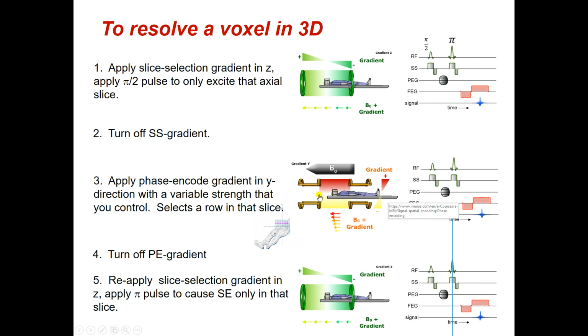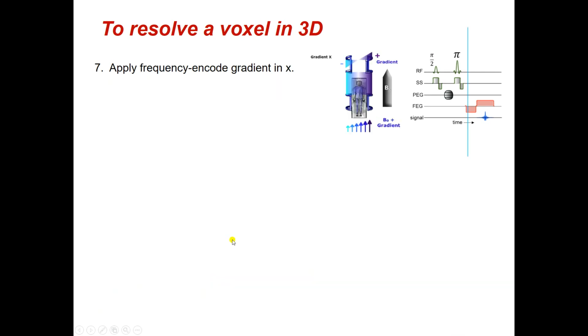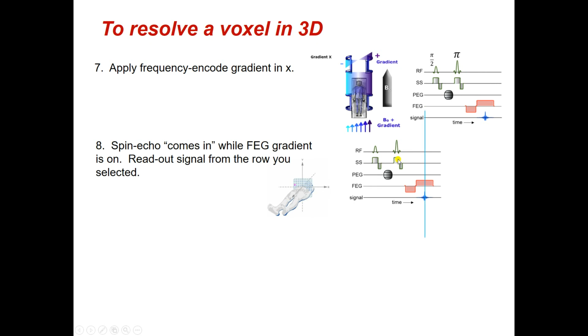When you're done, they're all spinning at the Larmor precession frequency, but out of phase, front to back, that allows us to tell front to back. You turn it off. Then we want to know left to right. And to do that, we'll apply the frequency encode gradient, which is going to make the spins on one side of the body slow and the spins on the other side fast, which means that when the RF comes in, we will be able to measure that. The spin echo, which is here, comes in while the frequency encode gradient is on. And so you read out signal from the row you selected. And that was this animation I showed at the beginning.